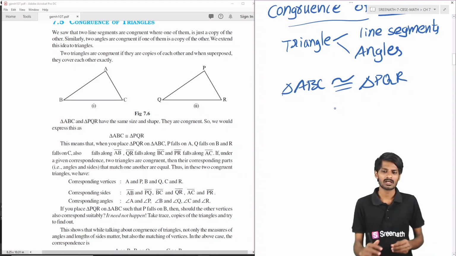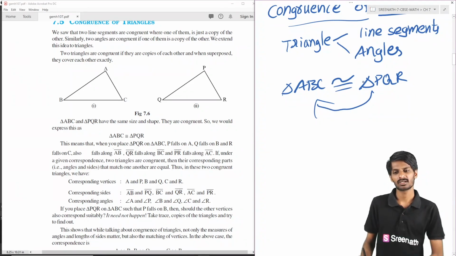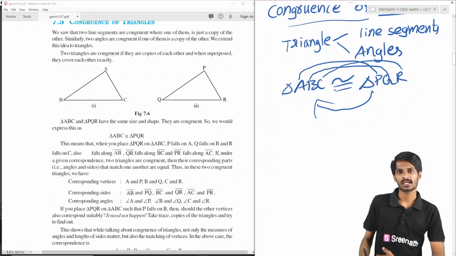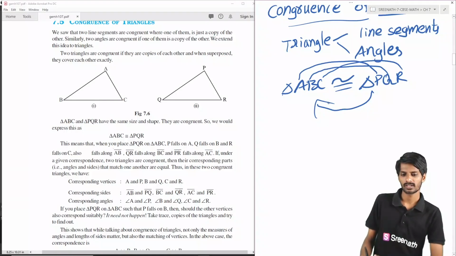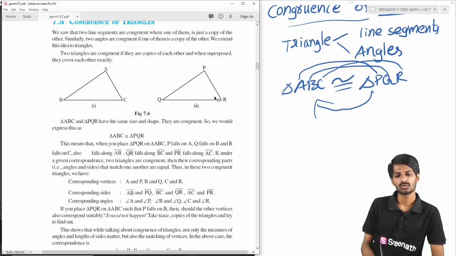So if you place triangle PQR on triangle ABC, what happens? P falls on A and Q falls on B and R falls on C. So in this manner only it is congruent, students. And this PQ exactly falls on AB, and this QR exactly falls on BC, and this PR exactly falls on AC. So whenever two triangles are congruent, the corresponding line segments are equal.